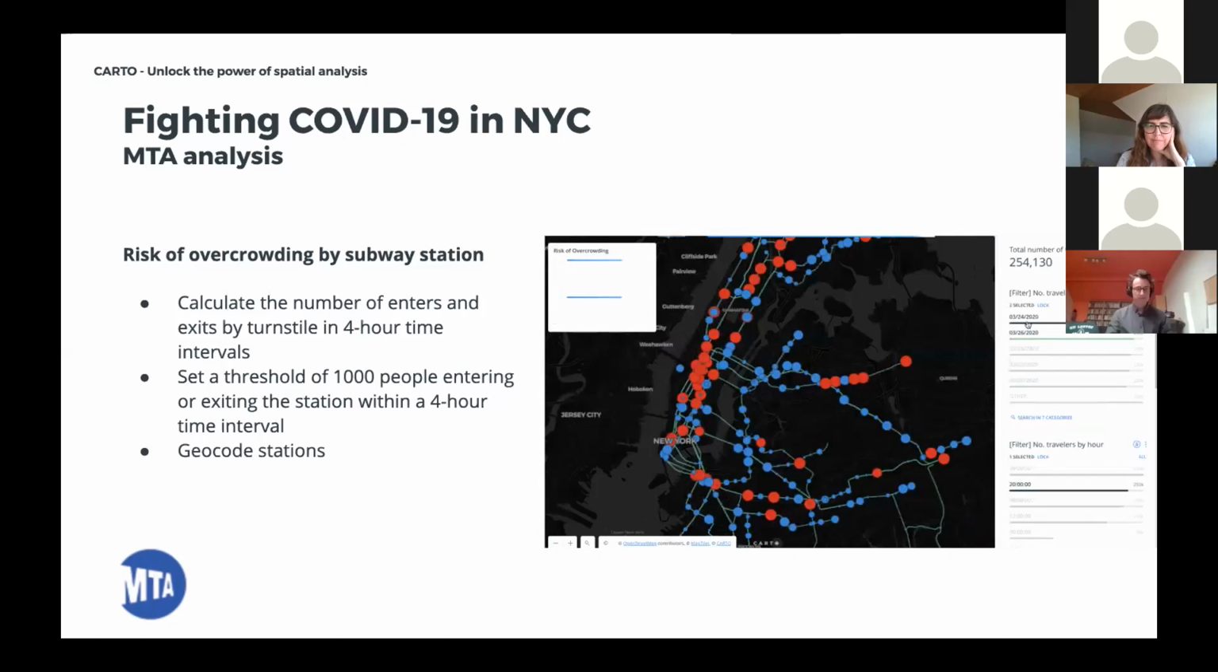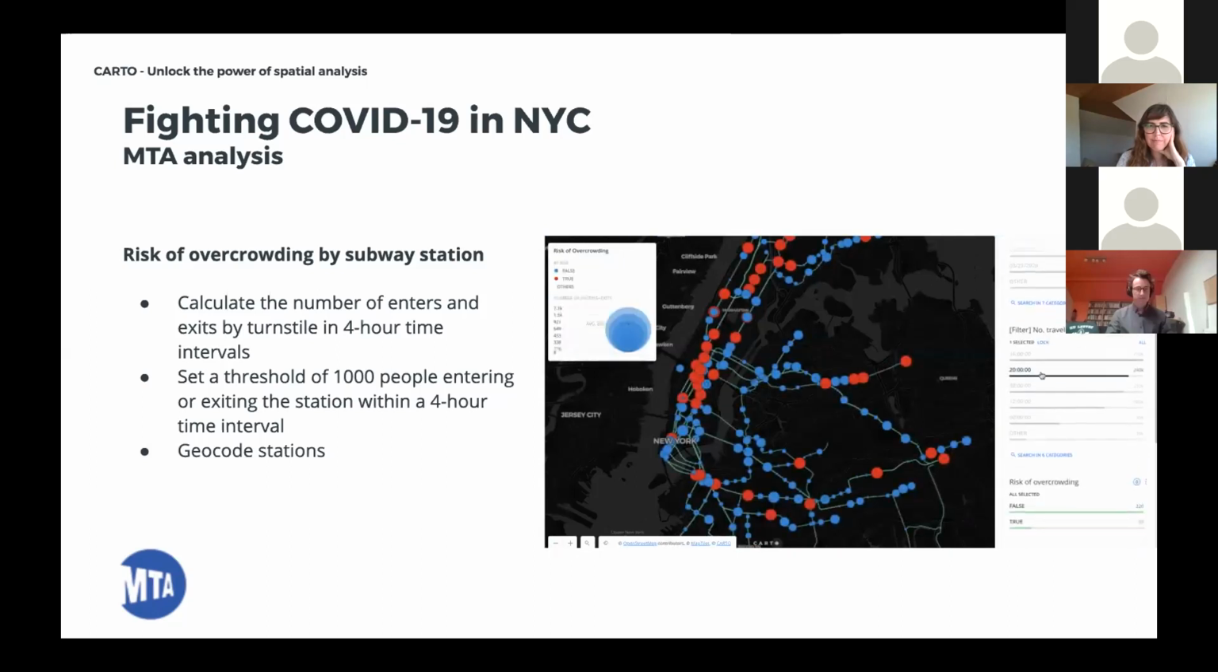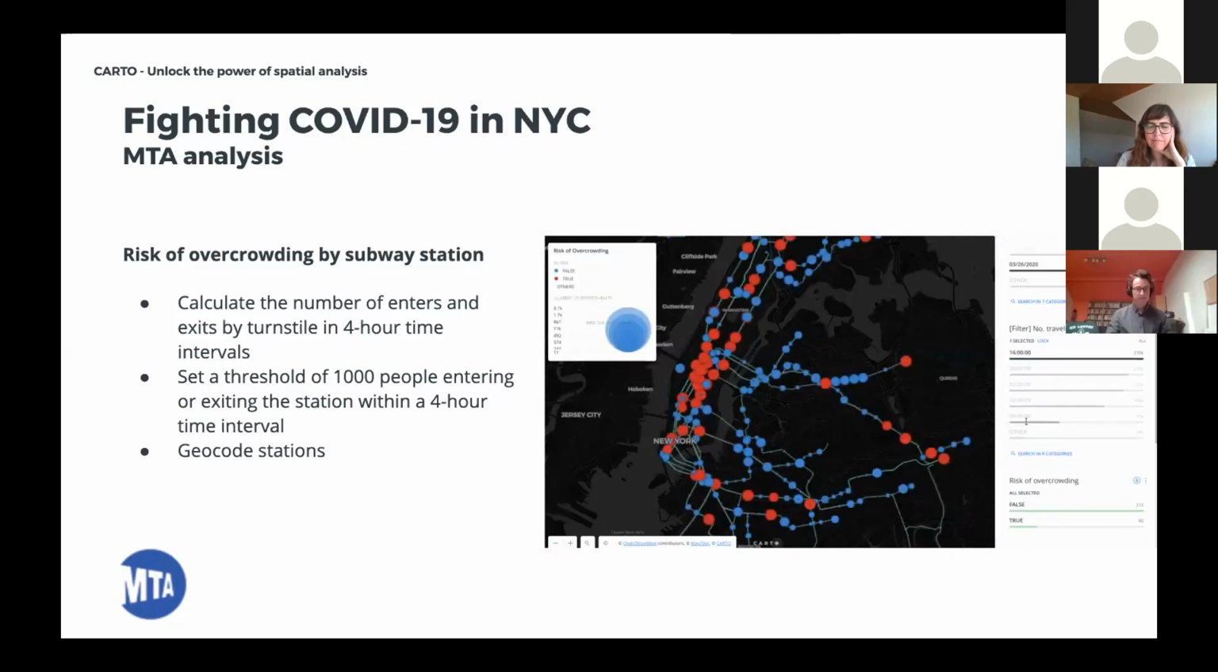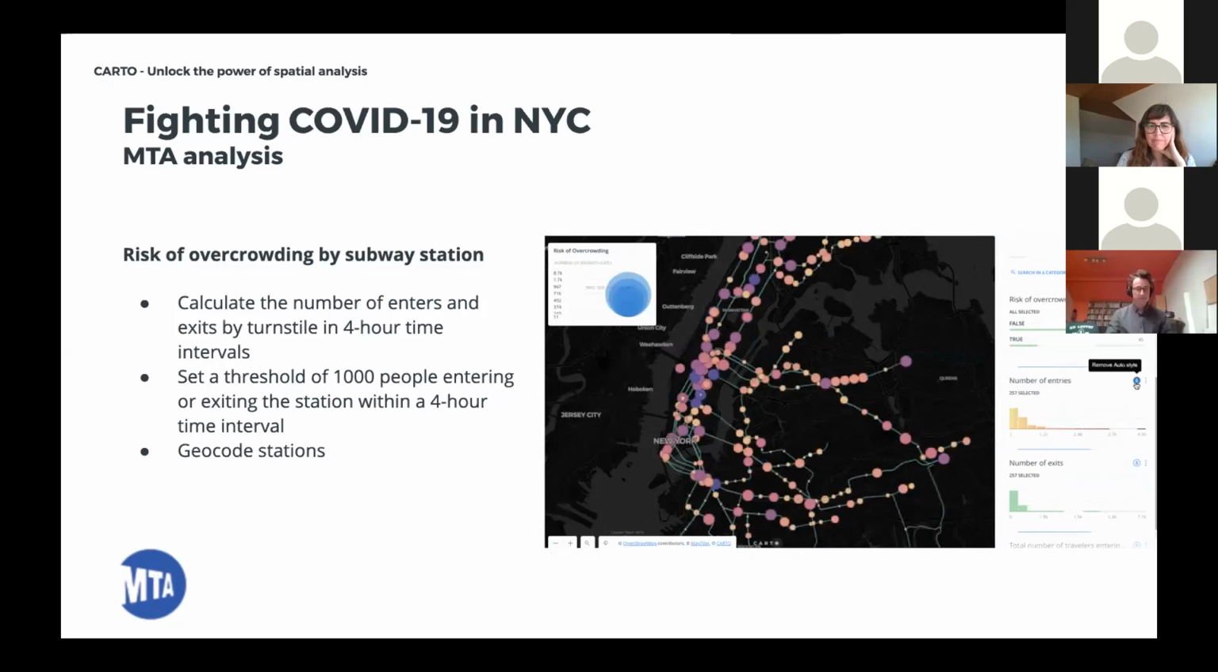In the map here, the red dots are those stations that are at risk of overcrowding, and the New York Health Department was able to look at this map and then filter using different criteria, for example, the number of entries, to understand which stations needed an actual intervention the most.